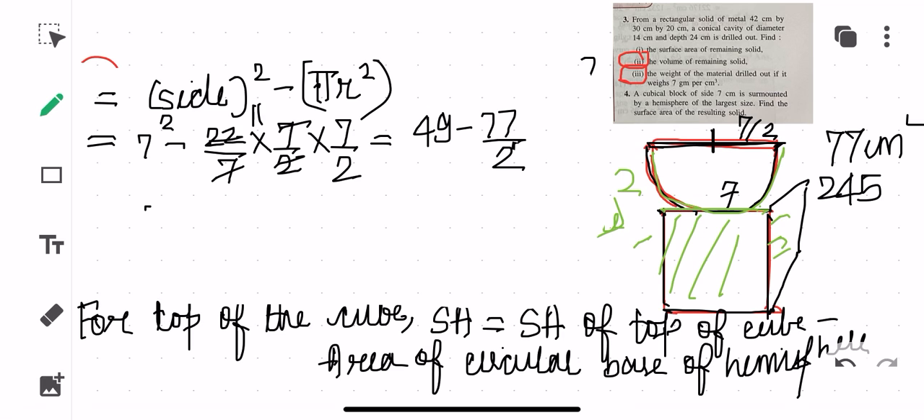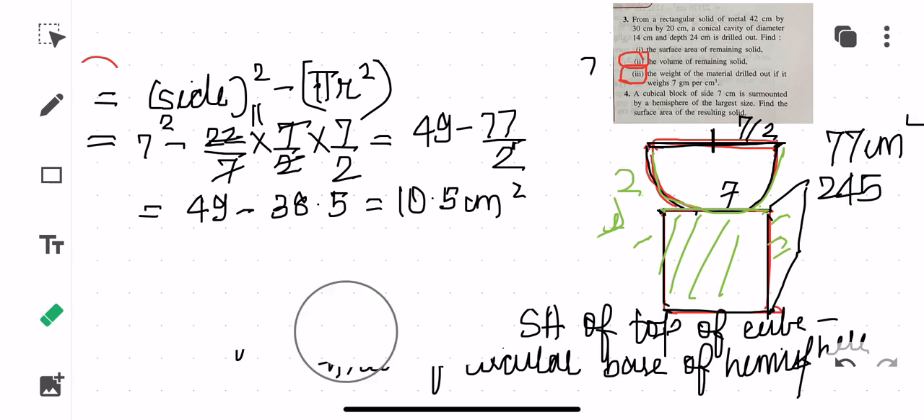So this actually will be equal to how much? This is equal to 49 minus 77 upon 2, which is equal to how much, children? This is 38.5. So 49 minus 38.5 is 10.5 centimeter square. So on the top we are having 10.5 centimeter square. Okay, so what we'll be writing?